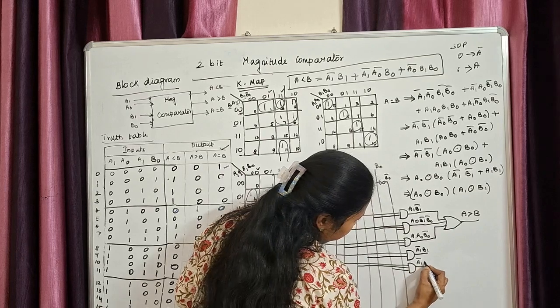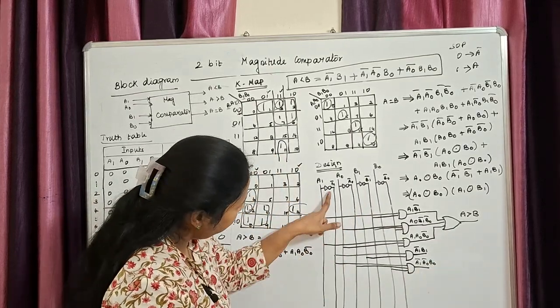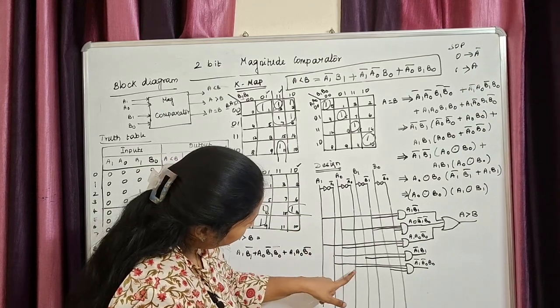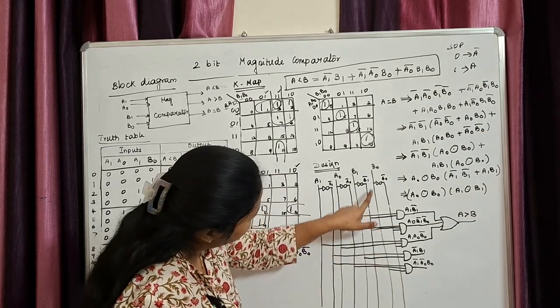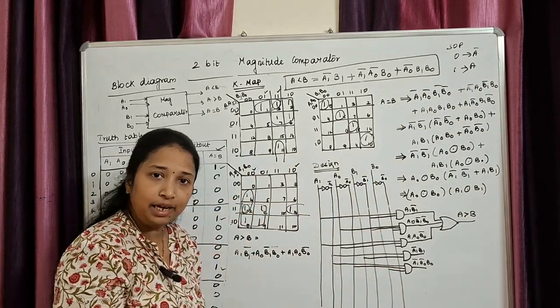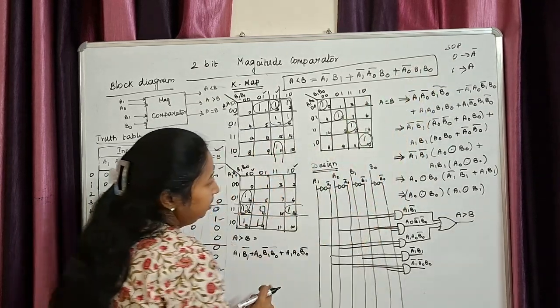It is A1 bar, A0 bar and B0. Clear? A1 bar, and what is the second lead? It is A0 bar, and the third lead corresponds to B0. Is it clear? Now, what is the final minterm? It is A0 bar, B1 and B0.